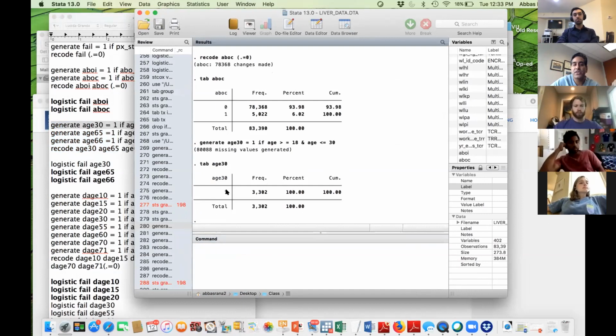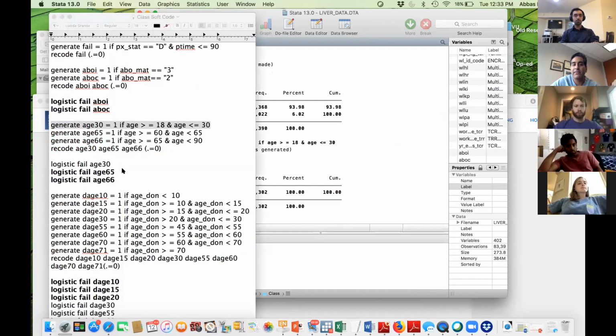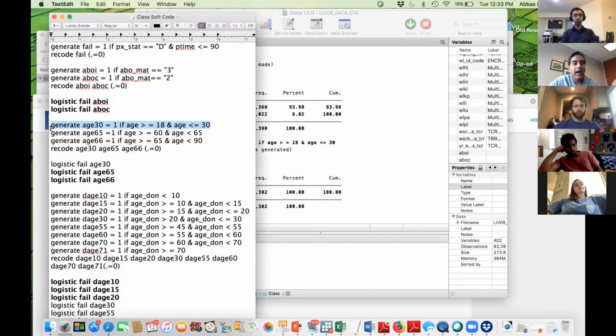But notice this is just a 1, right? I cannot leave it. Everything has to be a 1 and a 0. Go in and I create my other things. And I'm very careful here not to have any overlap between these 2 groups, between age 65 and age 66. One is a greater than, the other one is a greater than or equal to. Absolutely no overlap.